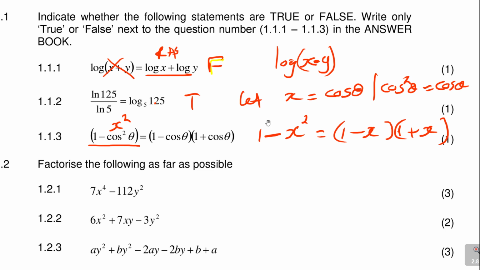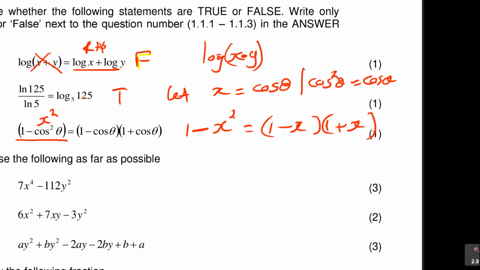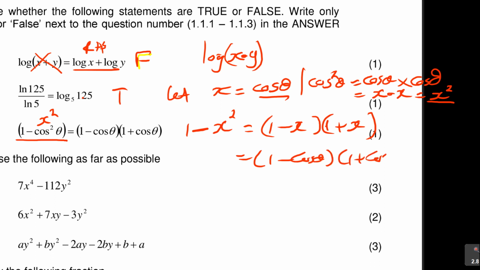I just want to show you how this thing is working. Cos squared means cos theta times cos theta. You agree with me? But remember, we said let x, so this is the same as x times x, which is x squared. That's where I'm getting the x squared from. So therefore this is equal to 1 minus cos theta and 1 plus cos theta. See, this is true. Okay, I think that's what they got there.